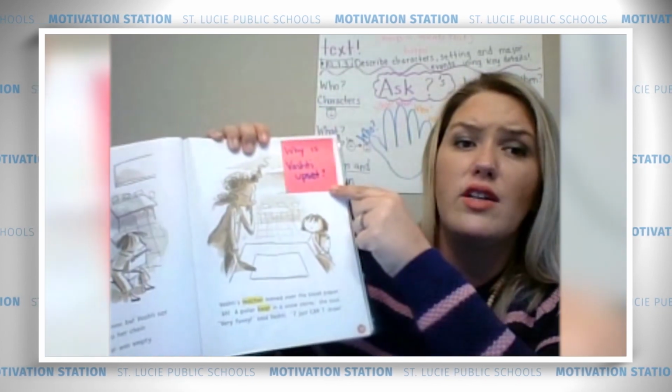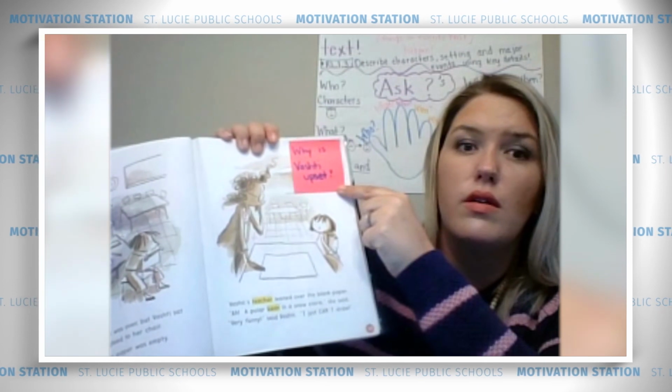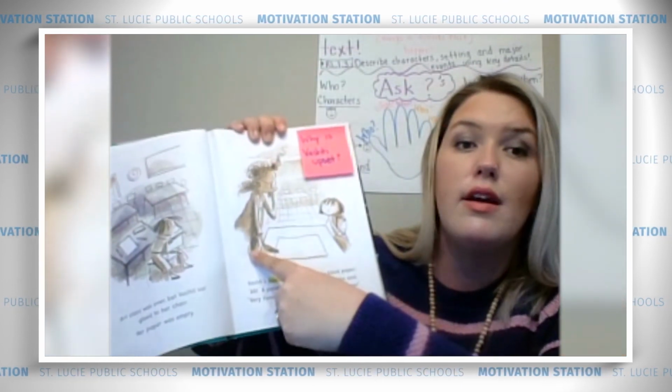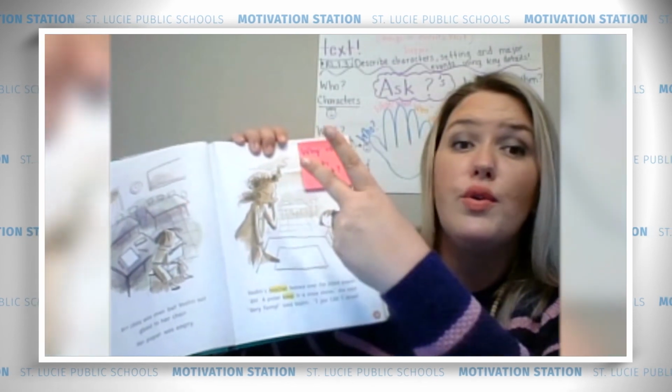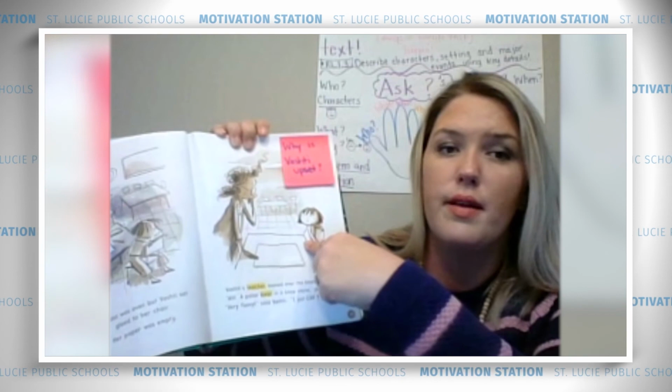So why is Vashti upset? Good. She told her teacher she can't draw. So far there are 2 who's in the story, her teacher and Vashti. Good. Let's keep reading.